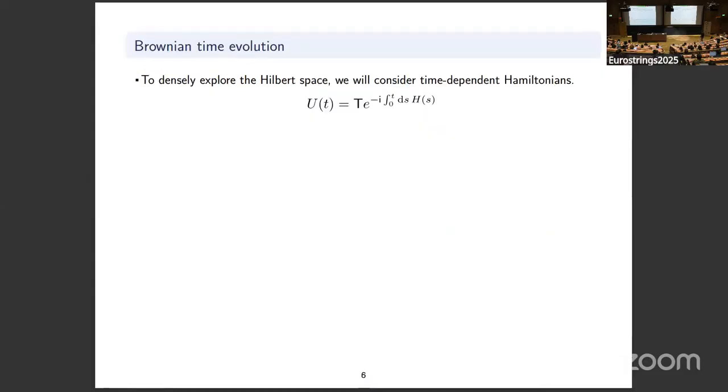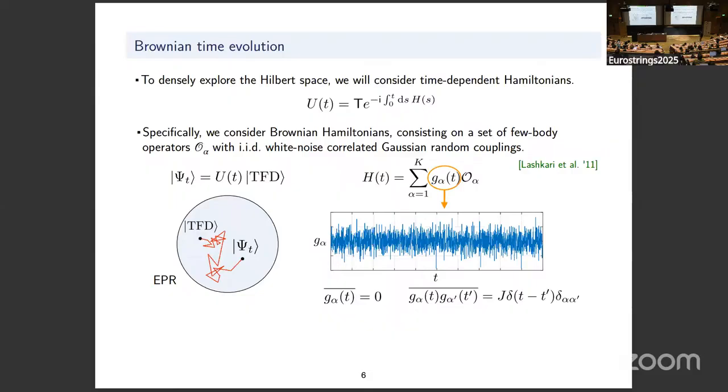So what we did was to instead consider the evolution by time-dependent Hamiltonians. Okay, so our time evolution is now some time-ordered exponential of some time-dependent Hamiltonian. Specifically, it will be convenient to choose a specific class of time-dependent Hamiltonians, which are called Brownian Hamiltonians. These Hamiltonians consist of a set of operators, which I will think of as few-body. In holographic systems, this would be like single trace operators. Okay, and next to each operator, we choose some time-dependent coupling, and we sum over operators. Okay, this is the generic form of the Hamiltonian.